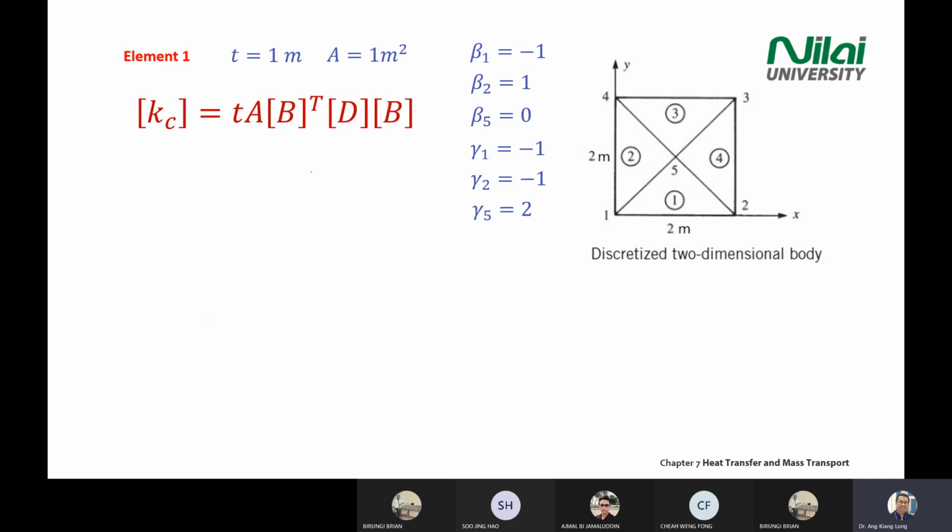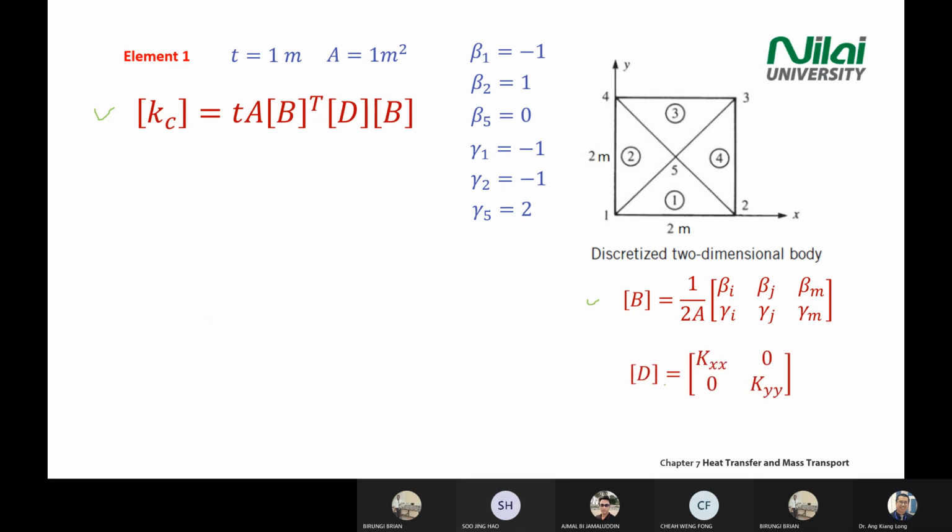First one, you calculate the conduction matrix, like what you learned in the triangular element in the previous chapter. So you just write the K matrix equation. K equals T, A area, B transpose, D matrix, and B matrix. So again, recall what the standard B matrix is. B matrix equals 1 over 2A, beta I, gamma I, and so on, like what you see on the screen. The D matrix is given, standard structure also. D matrix equals kxx 0, 0, kyy. You substitute inside here.